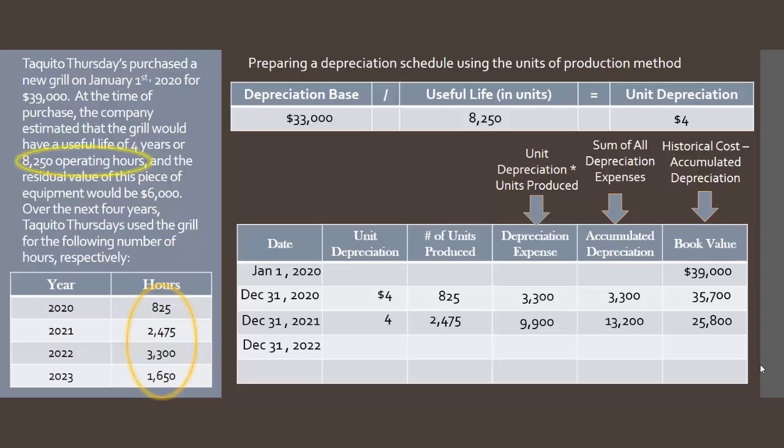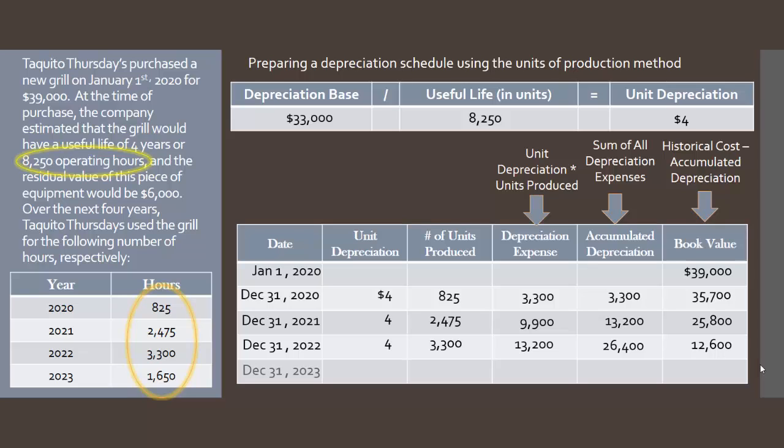Year 3, December 31st, 2022, we're going to make another adjustment for depreciation on the grill during the year, using the same unit depreciation and the number of units produced from our table, which is 3,300. Multiply those two together, and we're going to record a depreciation expense of $13,200. Add that to our existing accumulated depreciation. It increases to $26,400, lowering our book value to $12,600.